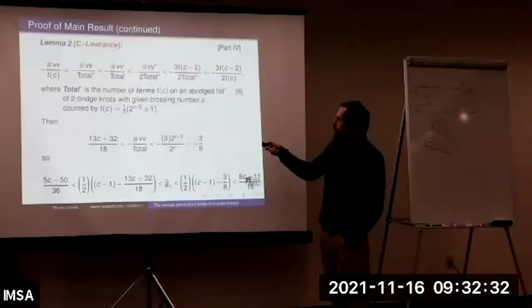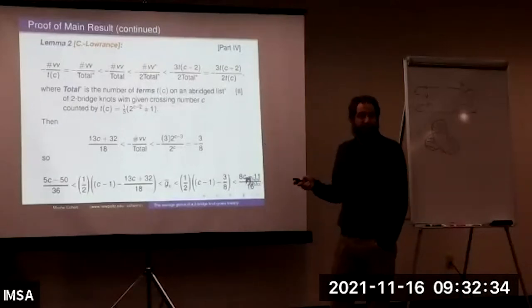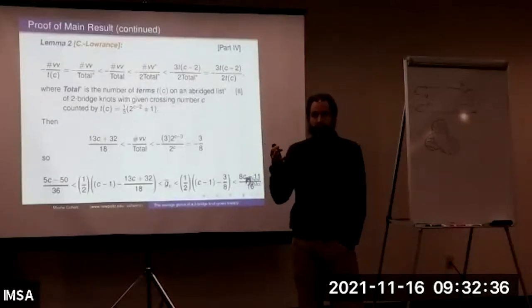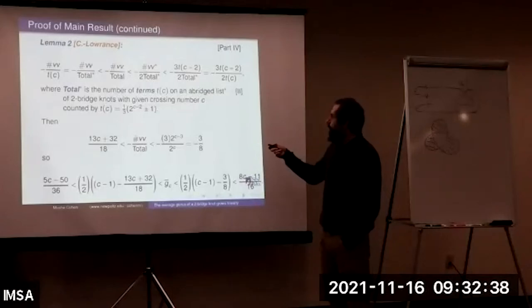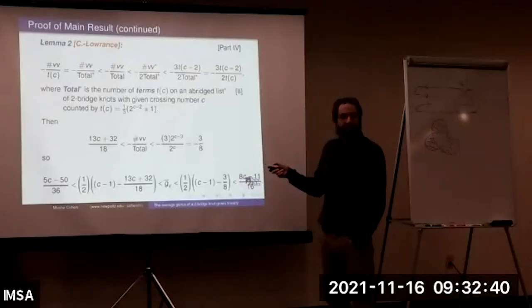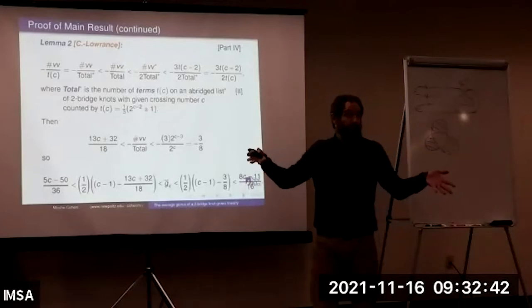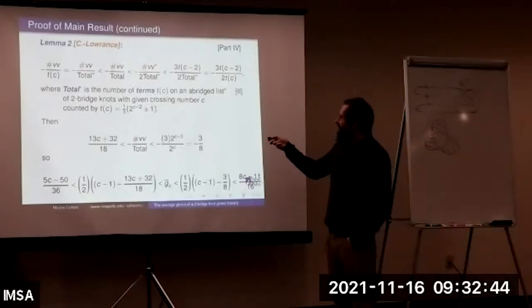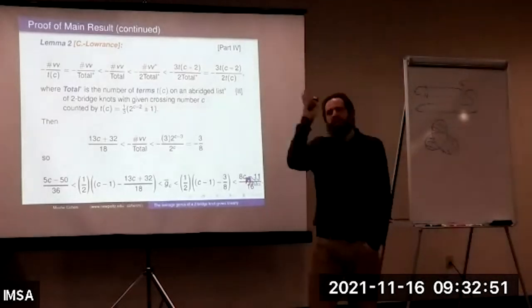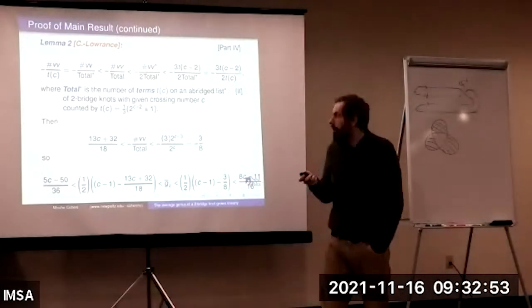Then on the top row, this VB I'm going to compare to VB star, which is something that I can compute a little bit easier. That's VB for the total on this abridged list, which is not the complete total. And then it turns out I have some nice bound here, and I get something like this. And so here, this is just sort of a bound. I mean, it could be better.